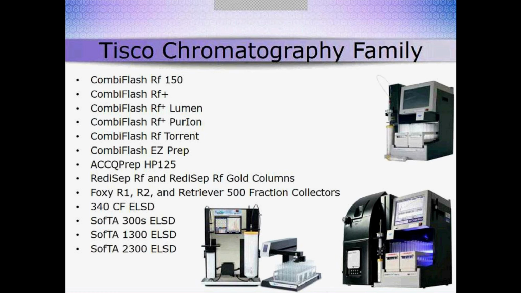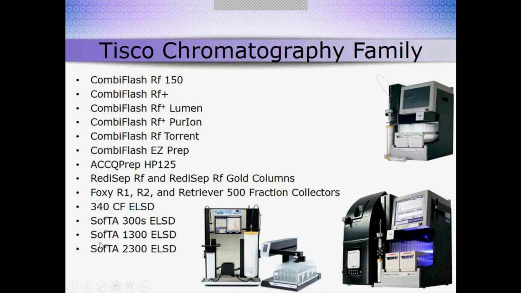So just in conclusion, I just wanted to go through a brief list of the different products in our Teledyne Isco chromatography family. RF-150 is a low-cost unit for academic use. The RF Plus consists of a UV-Vis unit. The Lumen has the ELSD built in. The PurIon on the RF Plus has the mass spec associated with it.